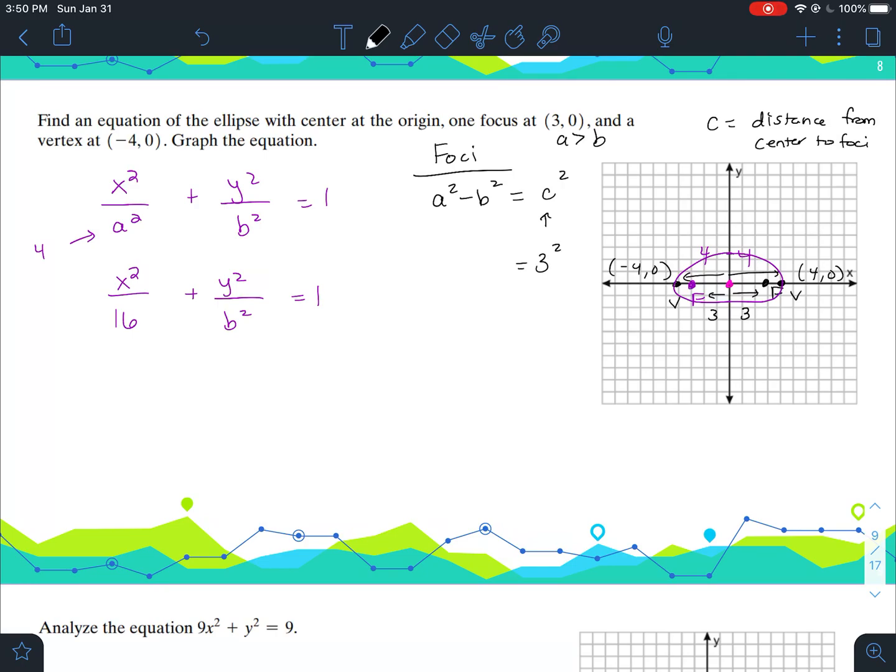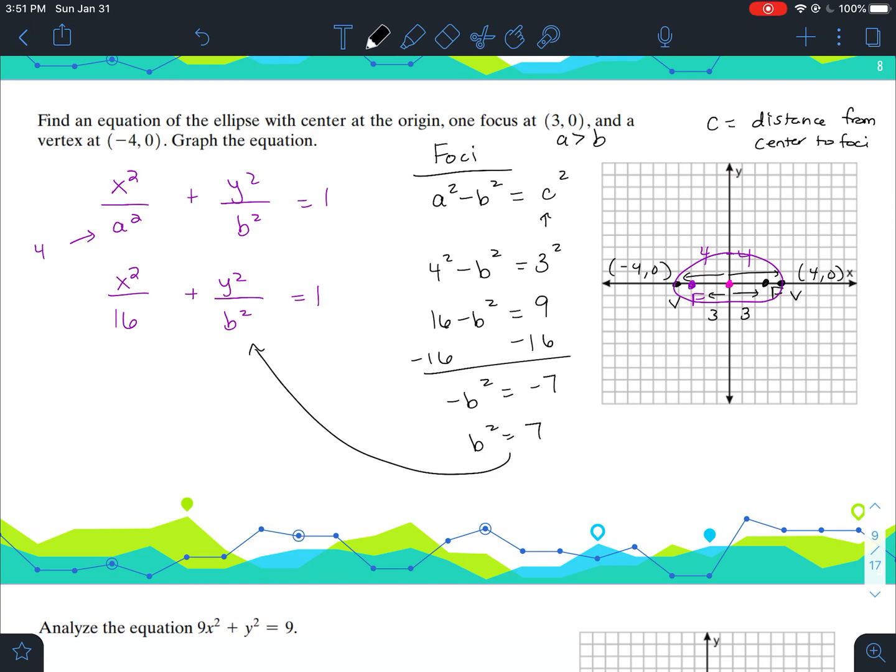So I have 3 squared equals, we know a is 4, so 4 squared minus b squared equals c squared. So I have 16 minus b squared is going to equal 9. Then I'm going to subtract 16 from both sides, and I get negative b squared equals 9 minus 16, which is -7. So b squared is going to equal 7.